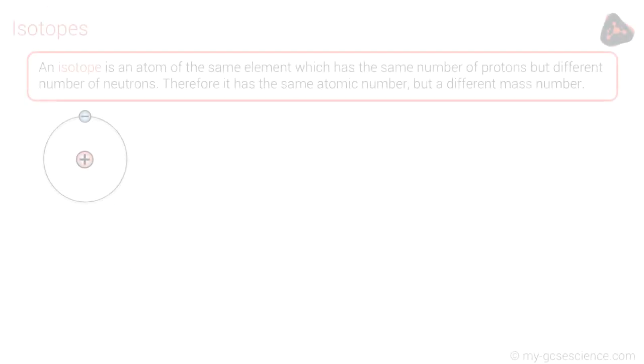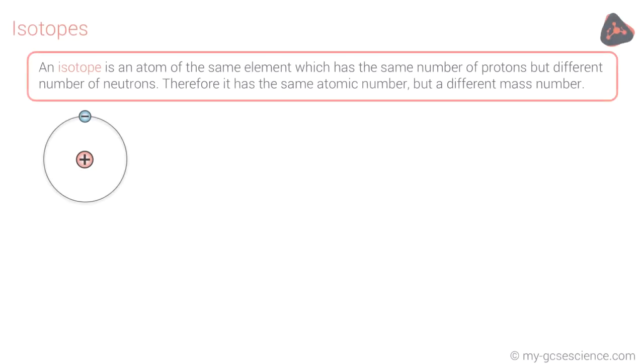Not all atoms of an element are the same. In order for it to be the same element, it has to have the same number of protons. But it is really common to have atoms of an element that have different numbers of neutrons, and these are called isotopes. Here is the definition at the top of the slide. Let's look at an example of hydrogen.